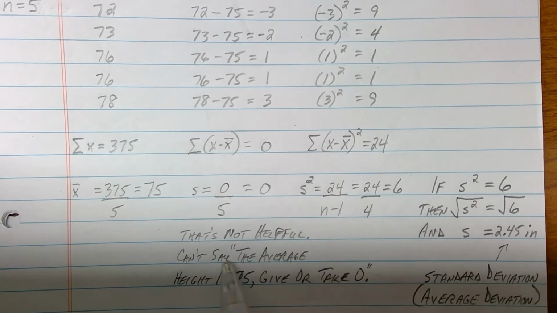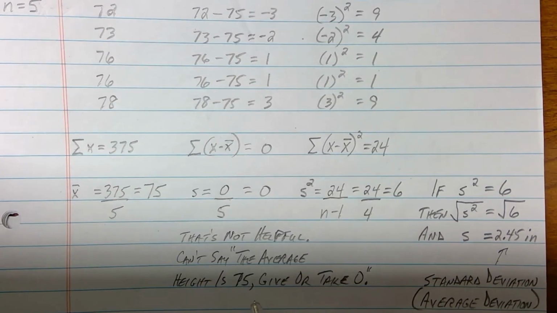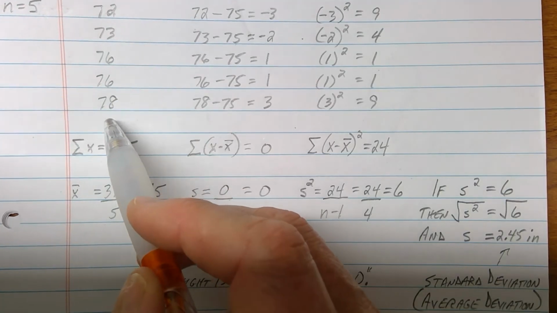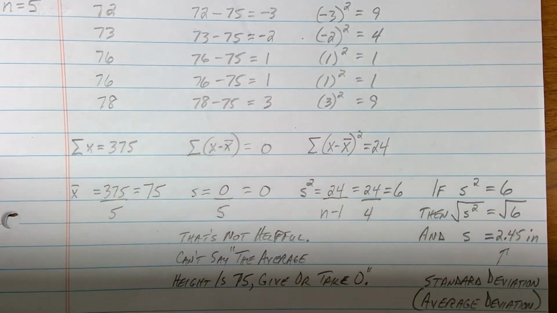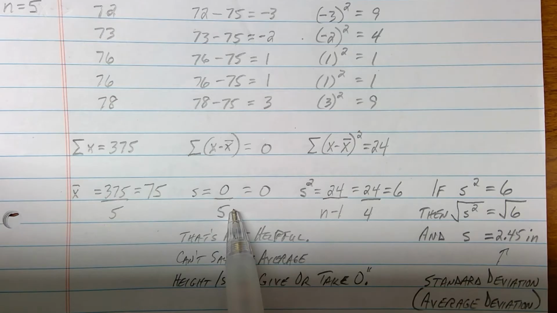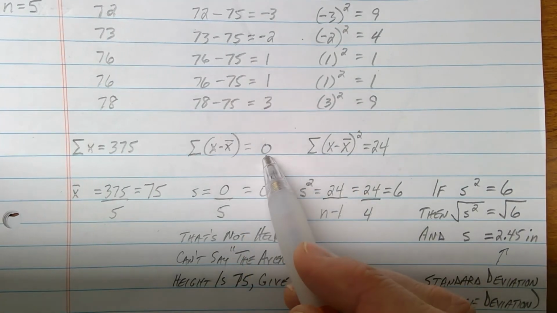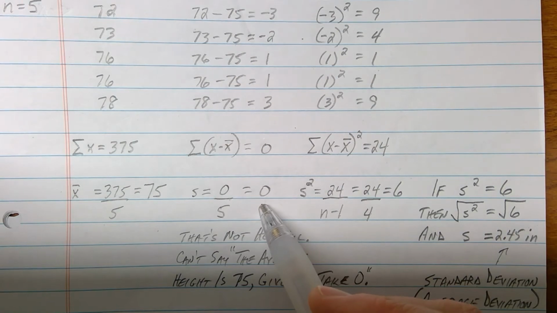That's not helpful. I can't say the average height of this team is 75 inches, give or take 0. That doesn't make sense, all right? Because that would mean that they're all 75 inches and there's no deviation. Well, there's obviously a deviation. I mean, actually, none of these guys is 75 inches. They're all above or below. So this is not a valid calculation because the negatives are messing up our average. When it adds up to 0, man, I can't get a decent average.